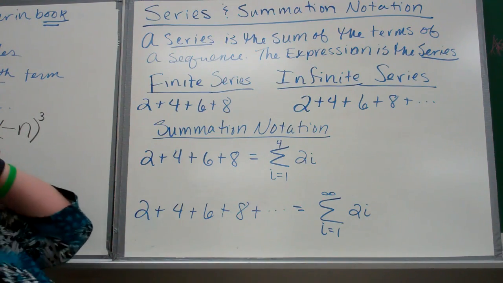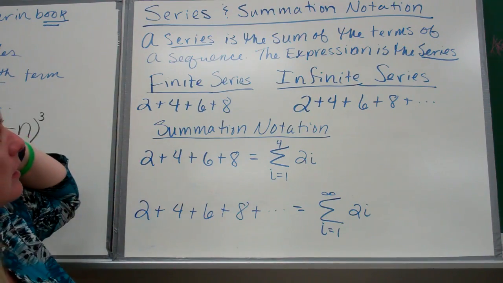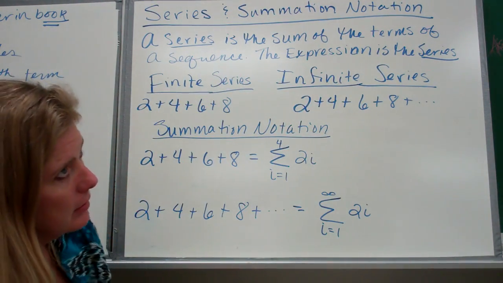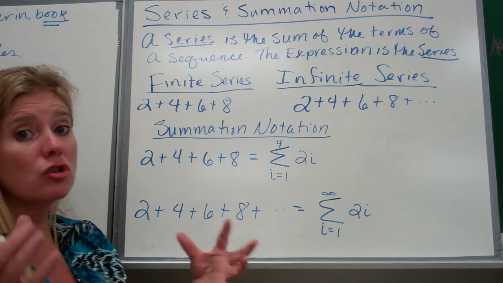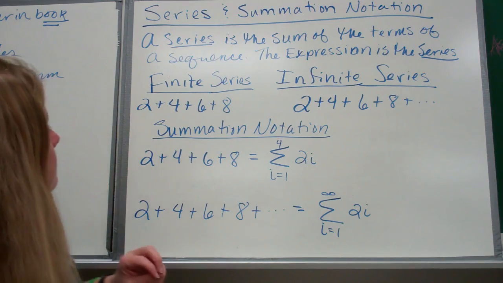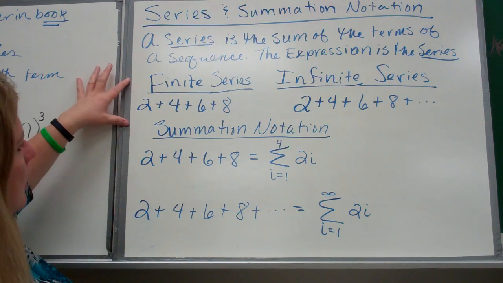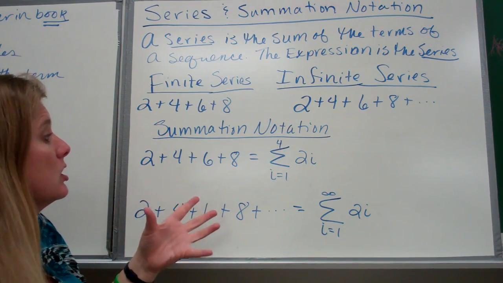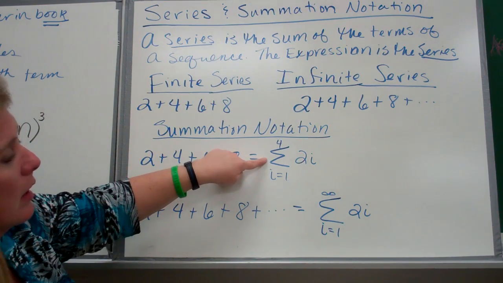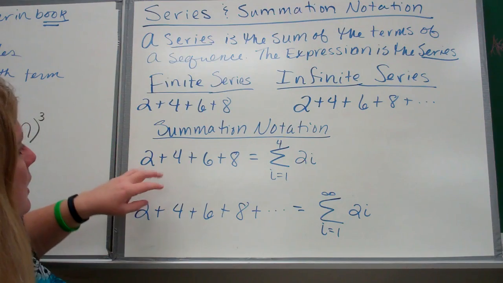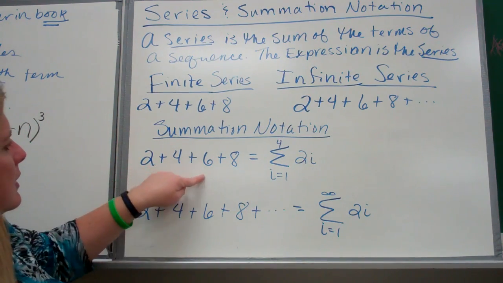Series and summation notation. A series is the sum of the terms in a sequence. The expression is called the series. That's why sequences and series go together, because they are so very closely related. We have finite series. We have infinite series. Okay? Now, summation notation uses the Greek letter sigma. It's a capital sigma. And it's just another way of stating this. We've got 2 plus 4 plus 6 plus 8.